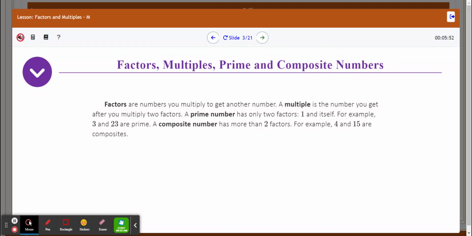Lesson number 32, factors and multiples. So first, there's some vocabulary we have to know. So the first are factors. Factors are all the numbers you multiply to get to another number.